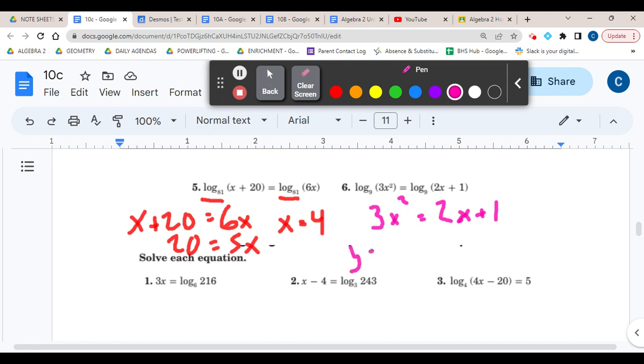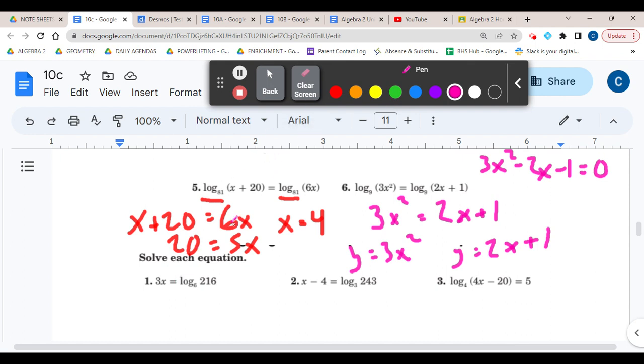If we set y equals 3x squared on one side and y equals 2x plus 1 on the other, then we can find out what our variables are. Or if you want to, we could set it equal to 0, where we have 3x squared minus 2x minus 1 equals 0, and factor it like we do all the quadratics. Again, we can go back to our quadratic notes and do that as well.